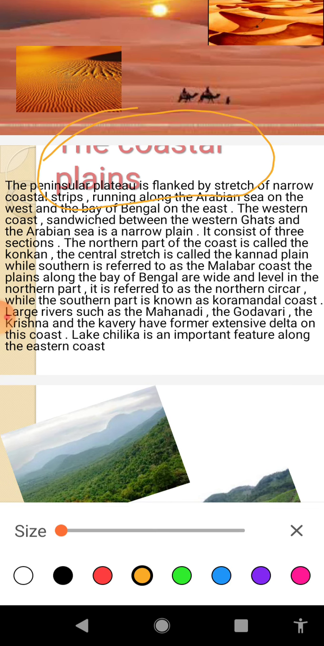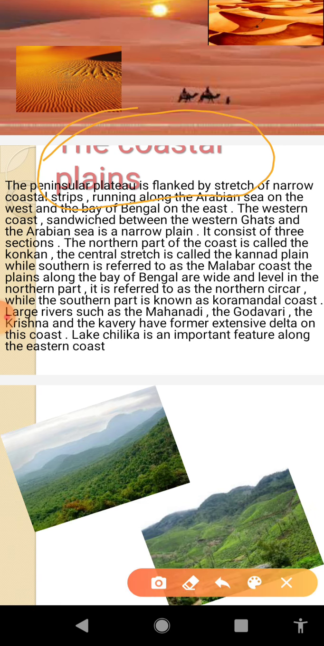With regard to the coastal plains, they are said to have been formed by both the depositional and erosional work of the rivers and the sea. The peninsular plateau of India is bordered by a stretch of narrow coastal strips running along the Arabian Sea on the west and the Bay of Bengal on the east. Respectively, these are known as the Western Coastal Plain and the Eastern Coastal Plain.